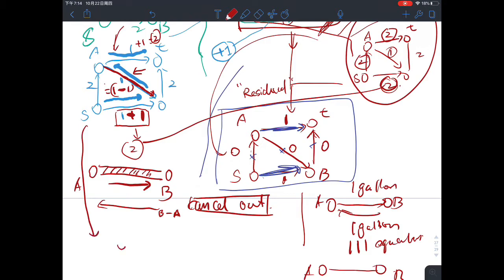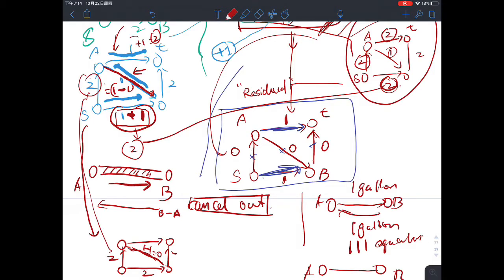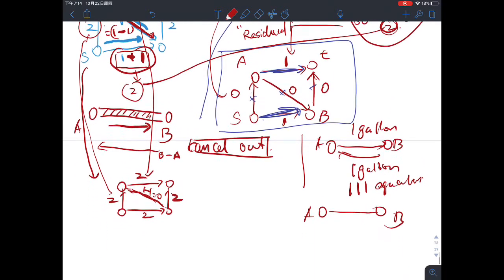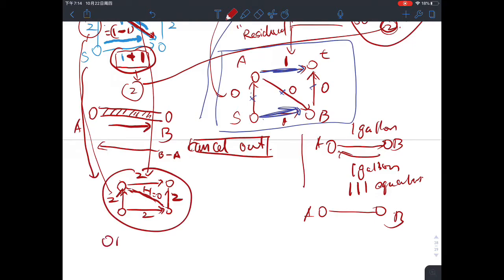At the end, what I'm going to get is a graph that looks like this. 1 plus 1, so now I have 2 units. After I cancel the 1, for the diagonal edge it's 1 minus 1, which is 0, so I'm not using the diagonal one. For the rest of them, S to A is 2, A to T is 2, and so on. Now you see that we eventually get the optimal solution.